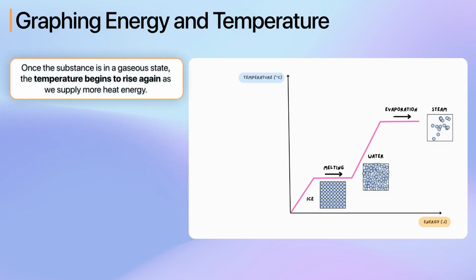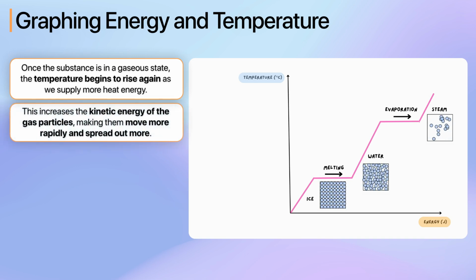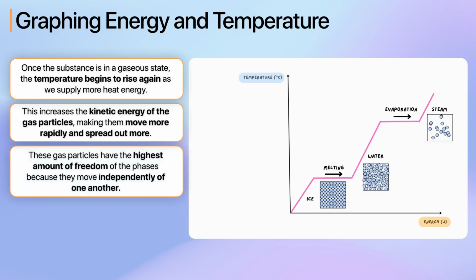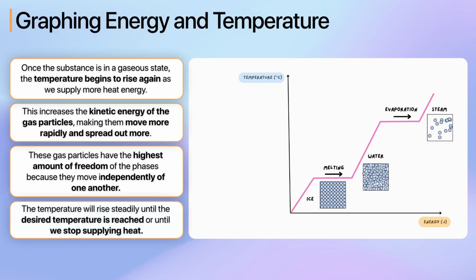After all the liquid has vaporized and the substance is now in a gaseous state, the temperature begins to rise once more as we supply more heat energy. In this stage, the energy increases the kinetic energy of the gas particles, making them move more rapidly and spread out even more. Gas particles have the highest amount of freedom compared to solids and liquids because they are far apart and move independently of one another. The temperature in this stage will rise steadily until the desired temperature is reached, or until we stop supplying heat.